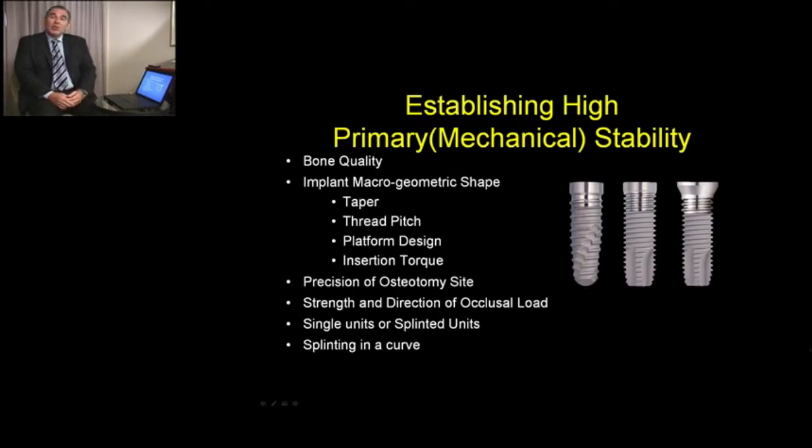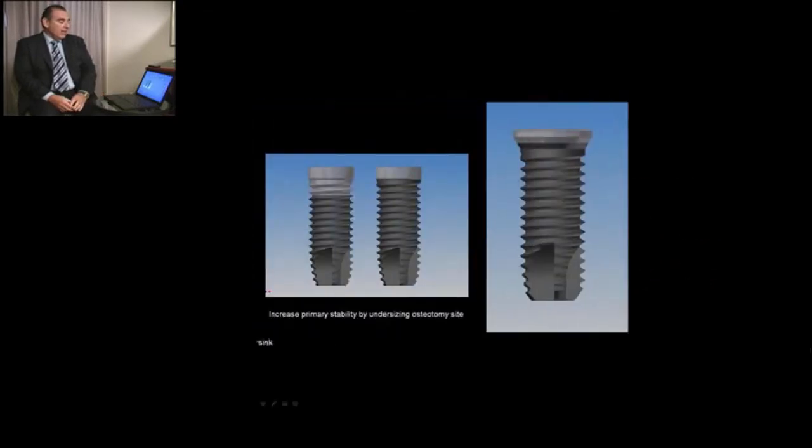The implant macro geometric shape controls the primary stability. The taper of the implant, the thread pitch of the implant, the platform design of the implant, the insertion torque of the implant, the precision of the osteotomy site, the strength and direction of the occlusal load. Are we loading this implant axially or are we loading it off axis? We then have to consider, are we splinting these implants together or viewing them as individuals? And finally, if we are splinting them together, are we splinting them in a straight line or around a curve? All these factors influence the primary stability or mechanical stability of the implant.